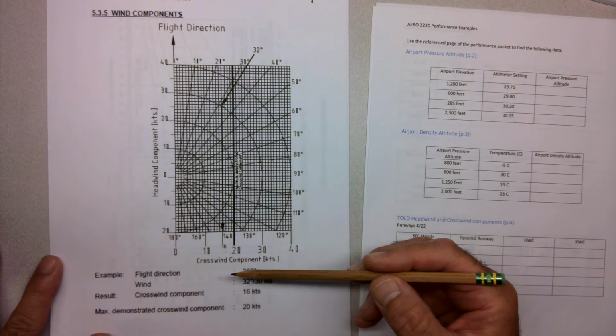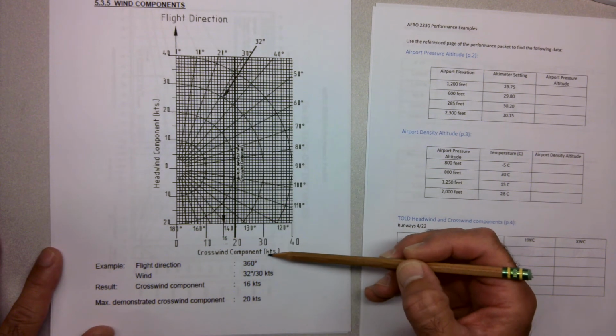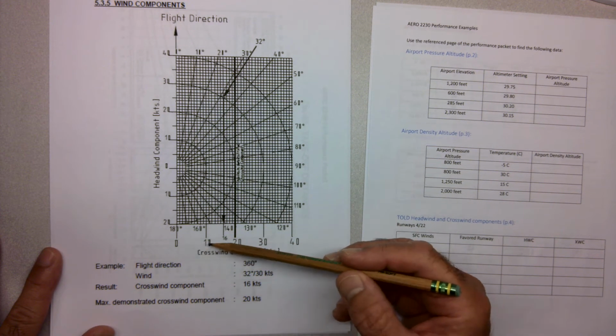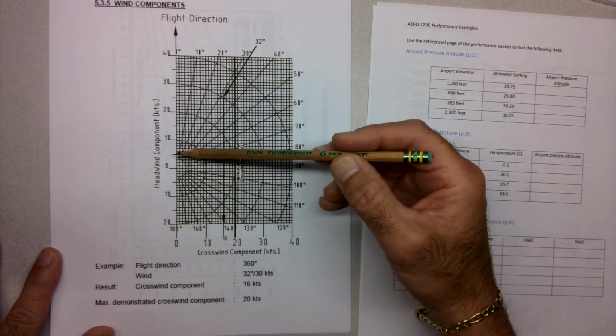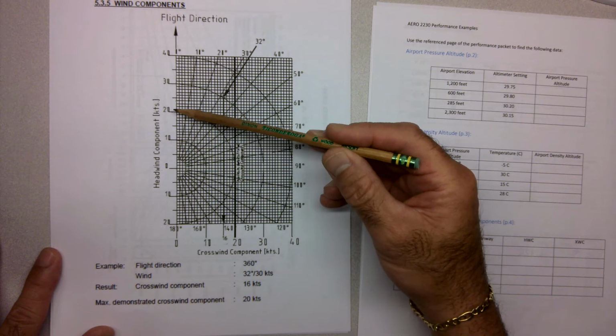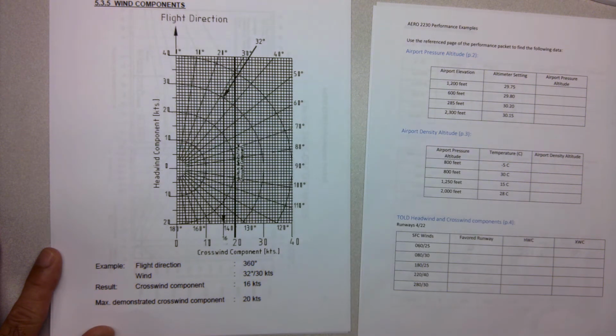At the bottom of the chart, you see we have the crosswind component: 0, 10, 20, 30, or 40 knots. And on the left, we have the headwind component, 0, 10, 20, 30, or 40 knots.